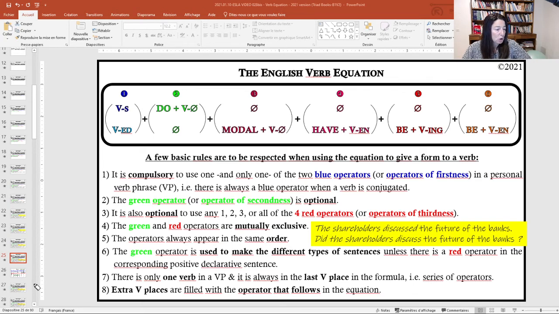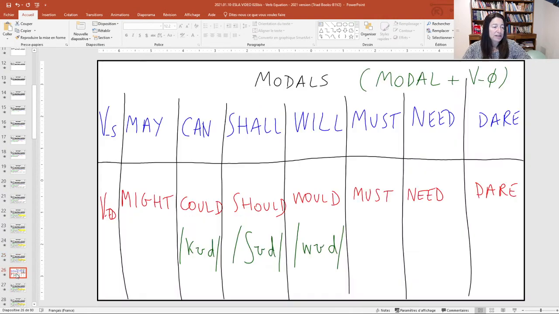Yes, so maybe we could take an example with a modal. Do you remember what modals are? Again, I suggest you pause the video and write down an exhaustive list of modals. And once you have done that, look at this one.